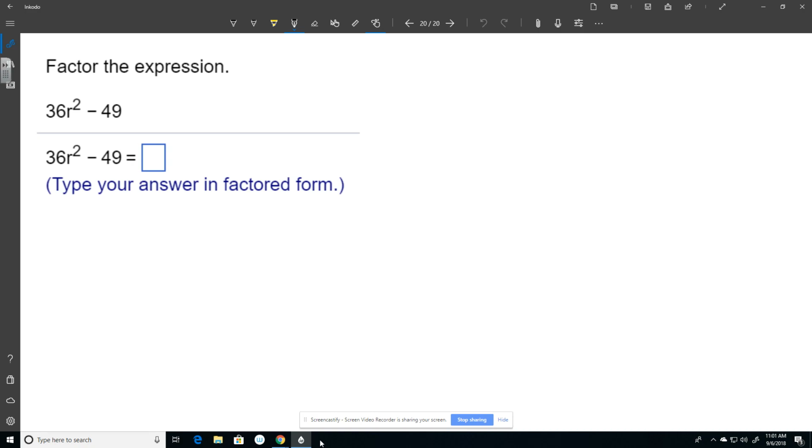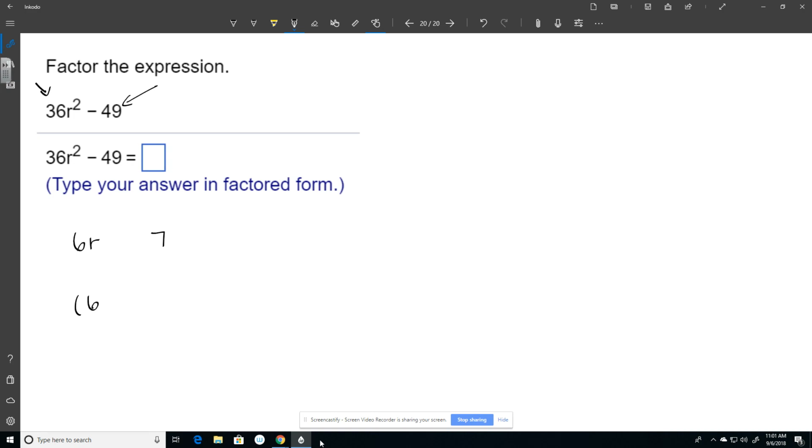Okay, last one, factor the expression. Notice that there's no r's in the middle. This is one of those special cases where there's an r squared and the last term, but there's nothing in the middle. So hopefully we can use one of our shortcuts. The square root of 36 is 6, and the square root of r squared is r. And then I look at the last term. The square root of 49 is 7. So because these were nice square roots, I can use that shortcut. And all I have to do is plug these into the parentheses.